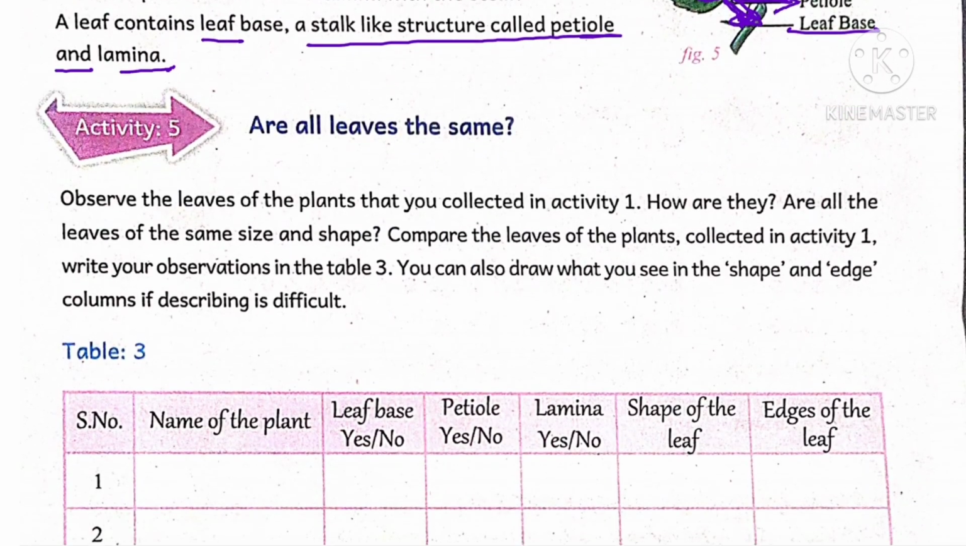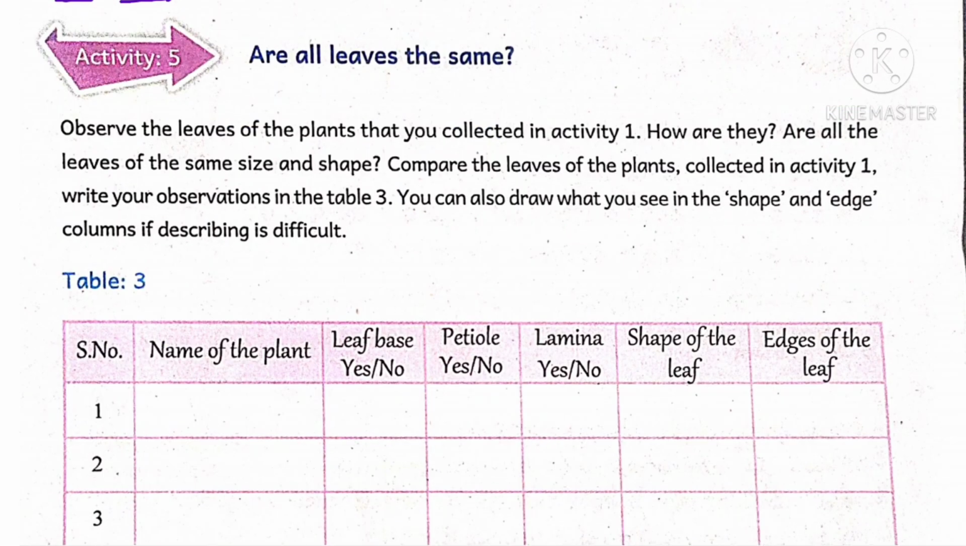So the next one is Activity 5. Are all the leaves the same? Observe the leaves of the plants you collected in Activity 1. Are all the leaves of the same size and shape? Compare the leaves of the plants collected in Activity 1 and write your observations in Table 3.